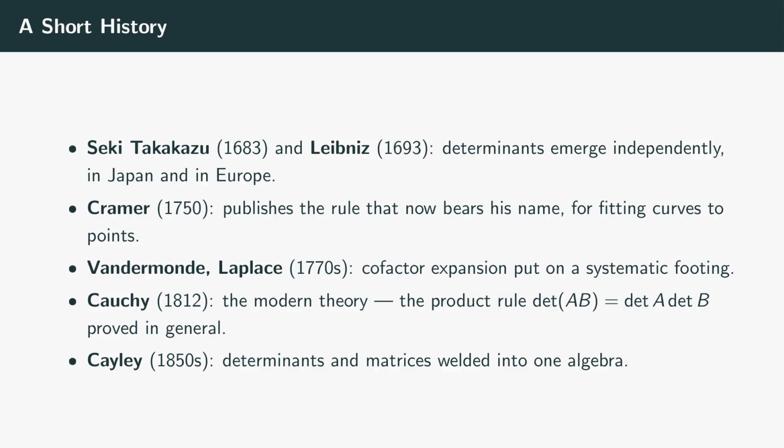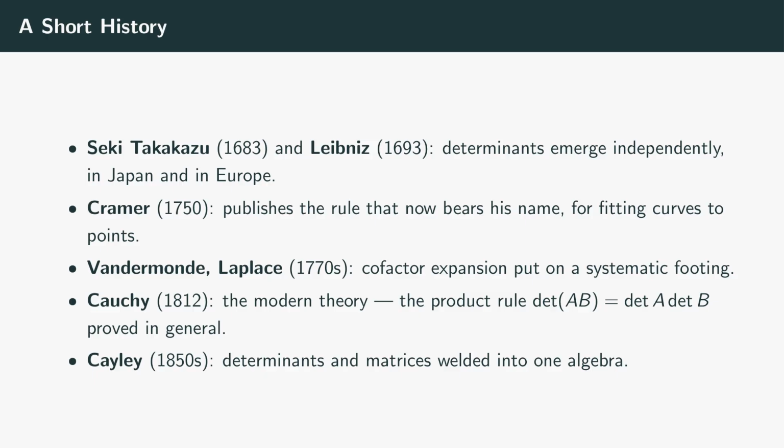A little history, because these ideas are older than matrices themselves. Determinants appeared first, before anyone wrote a matrix as a grid. Around 1683, the Japanese mathematician Seki worked them out to solve systems of equations, and a decade later, in 1693, Leibniz arrived at the same idea independently in Europe.